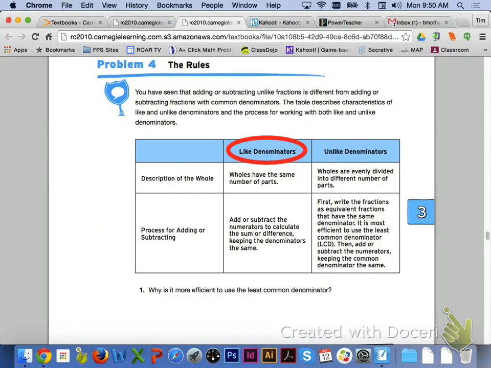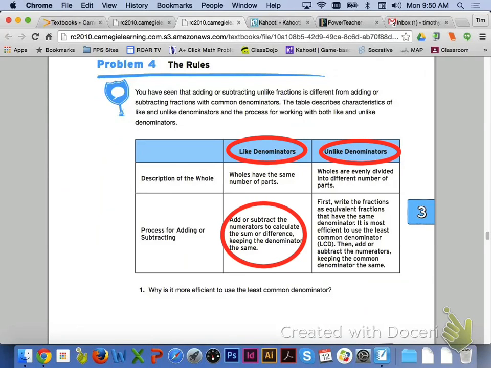So if we think about like denominators first, if we are adding or subtracting, all we have to do is add or subtract the numerators in order to calculate the sum or the difference. The denominator is going to stay the same.